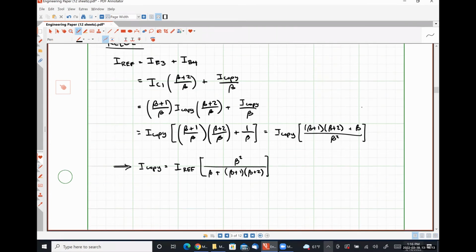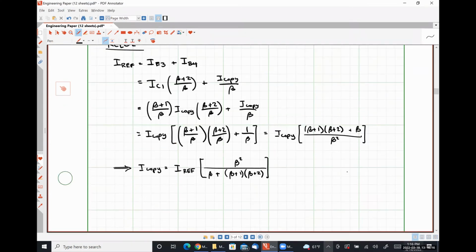Let me pull that back down. So for beta equal to 100, I copy over IREF, our current transfer function, is 96.135%. So it's a pretty good copy. 96% of the signal survives.